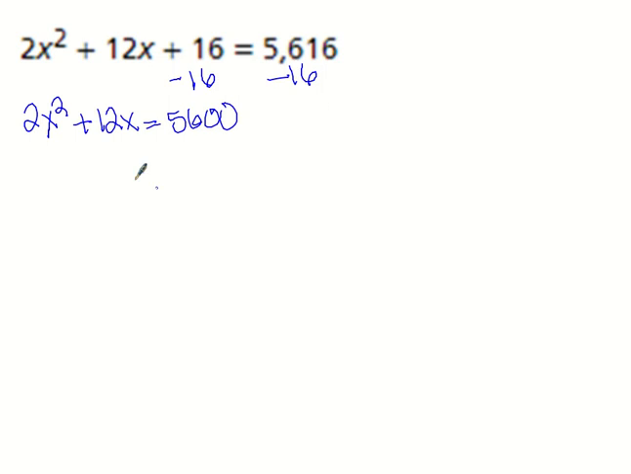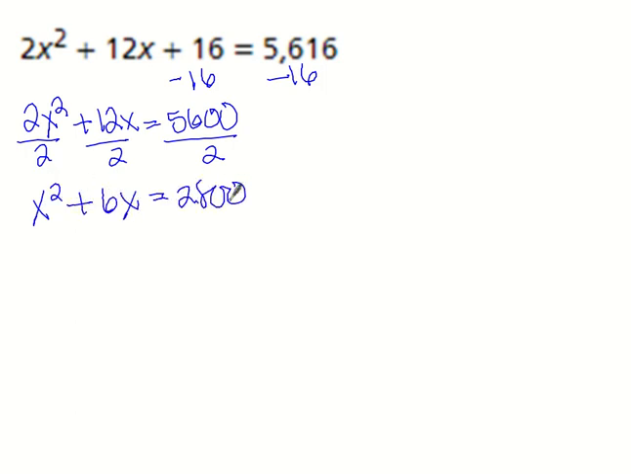You actually can divide all of this by 2 because everything can be divided by 2. So we get x squared plus 6x equals 2,800. This is where I'm going to complete my square. So I'm going to go 6 divided by 2 squared gets me 3 squared, which gets me 9. So this is where I'll add my 9 to both sides.